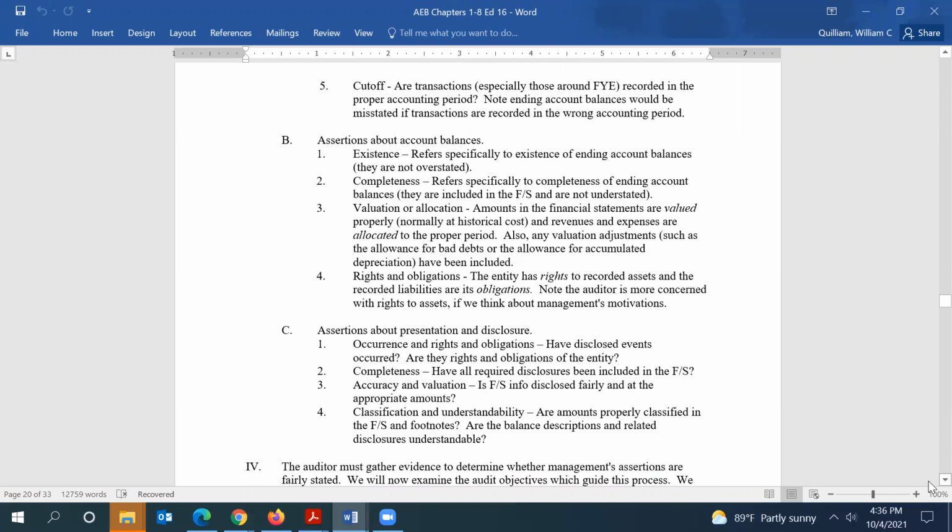Then number 5, cutoff. Are transactions, especially those around fiscal year end, recorded in the proper accounting period? Note the ending account balances would be misstated if transactions are recorded in the wrong accounting period. So right around fiscal year end, let's say it's December 31st, we need to make very certain that we record transactions in the correct year by recording them on the exact date they took place. Otherwise, we could flip that transaction between the 2 years and get it wrong. We could have a cutoff error, in other words.